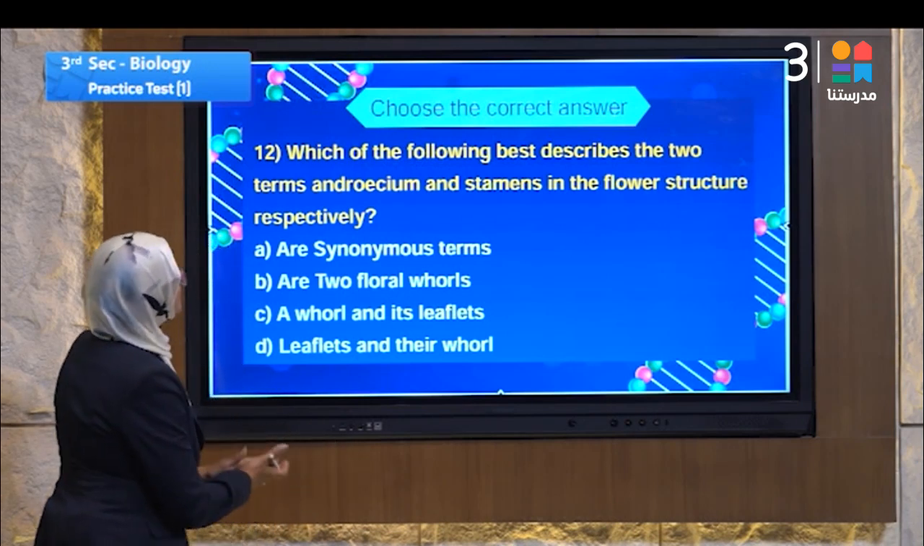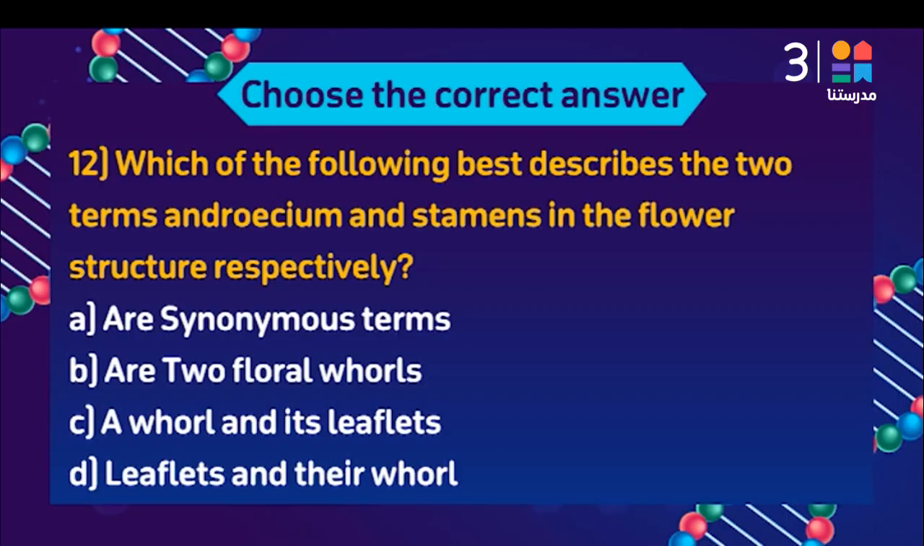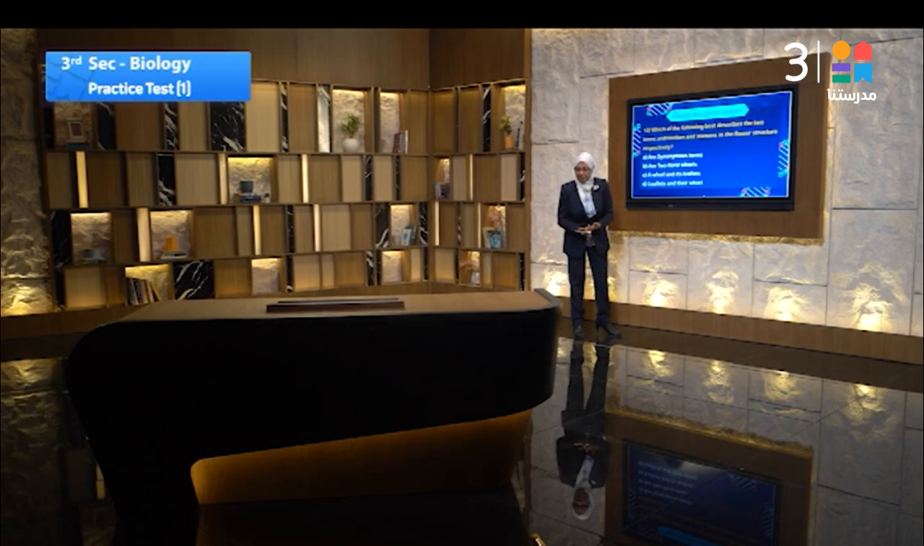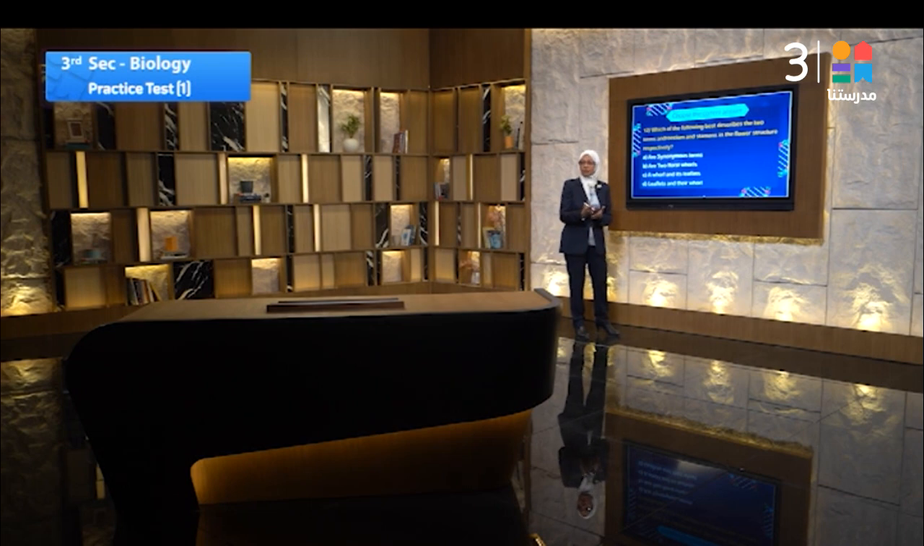Question number 12 speaks about describing the androecium and stamen in the flower structure, respectively. Androecium and stamen. So let's speak about the structure of the flower. The flower is a reproductive organ inside the flowering plant. It's a leaf that is modified to become the reproductive function.